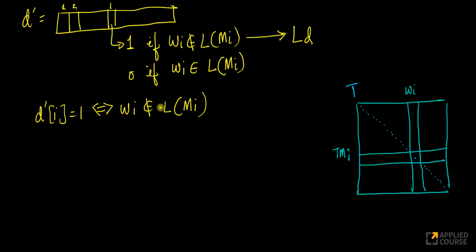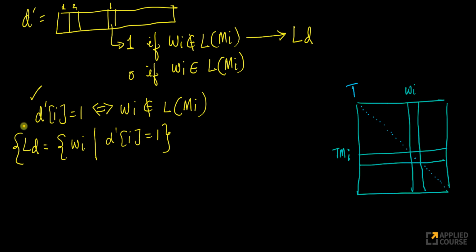That's what it means, right? So now what can I do? Now can I write it as this? Okay, very interestingly, now I can write my LD itself as words wi such that d dash i equals 1. Look at this. I can write my LD itself in terms of d dash i.